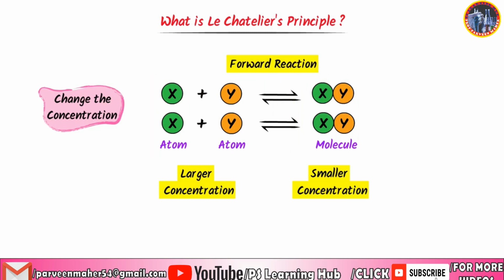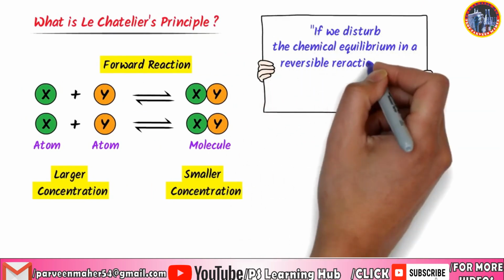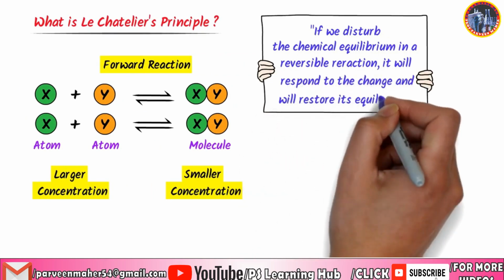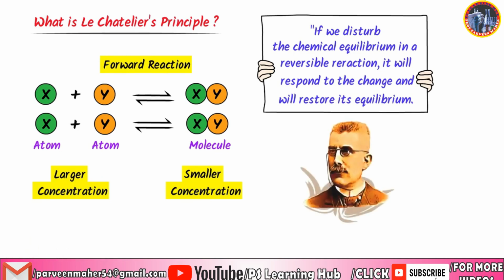Now listen carefully. Overall, we learn that if we disturb the chemical equilibrium of a reversible reaction, it will respond to the change and will restore its chemical equilibrium. This is what Le Chatelier's principle states. So note down this super easy definition of Le Chatelier's principle, which is often made very difficult.